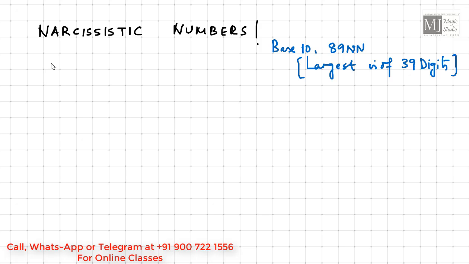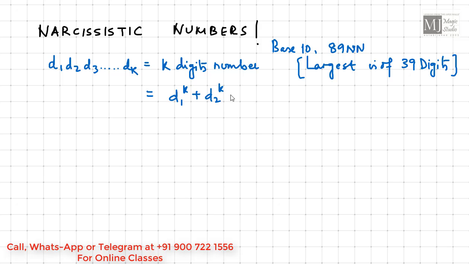Now, let me introduce what narcissistic numbers actually are. Suppose we have a k-digit number, and I'm writing down all the digits like D1, D2, D3 till DK. This is a k-digit number where D1 may stand for some digit from 1 to 9, D2, D3 likewise. Let me write it down for you. Now, if this number can be written as D1 to the power k plus D2 to the power k till Dk to the power k, then this becomes a special magical number, and we call it a narcissistic number.